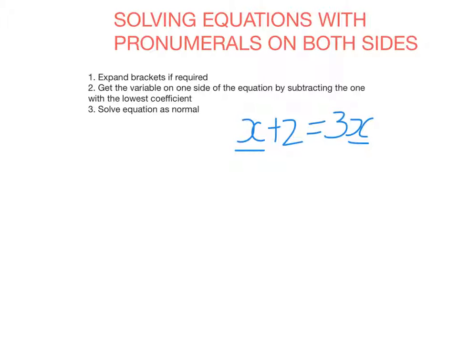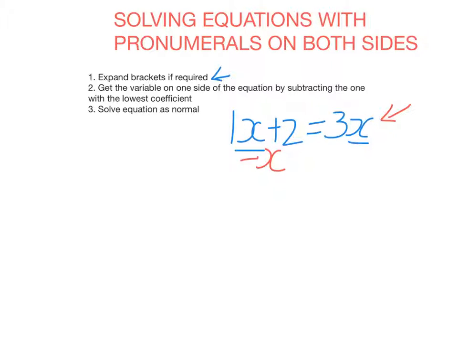So the basic idea here is that we first get x, or whatever letter it is, to one side of the equation, and then we solve as normal. But as these steps say, you may have to expand the brackets first. The second thing you do, you get the variable on one side of the equation by subtracting the one with the lowest coefficient. Now, coefficient means number in front of. So if I have an equation like this one here, what I want to do is subtract the x with the lowest number in front of it. Remember, x and 1x are the same. So what I do is I subtract x.